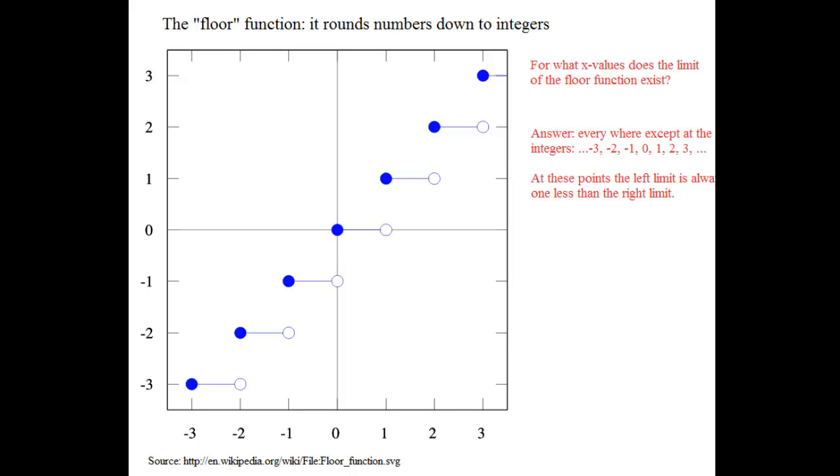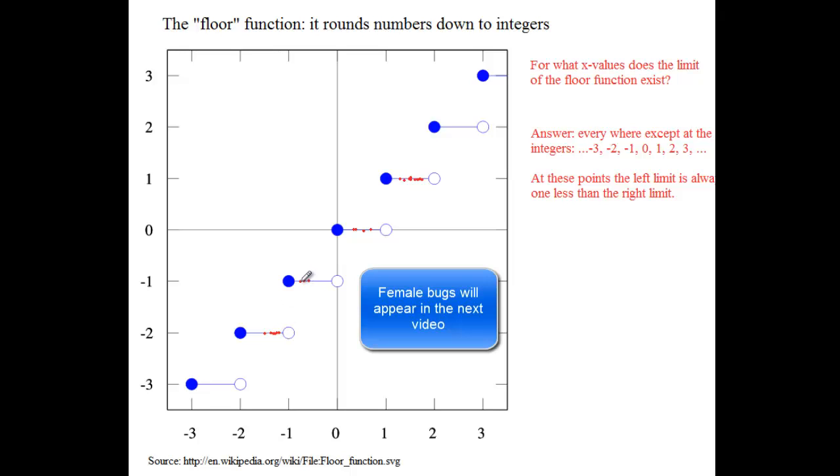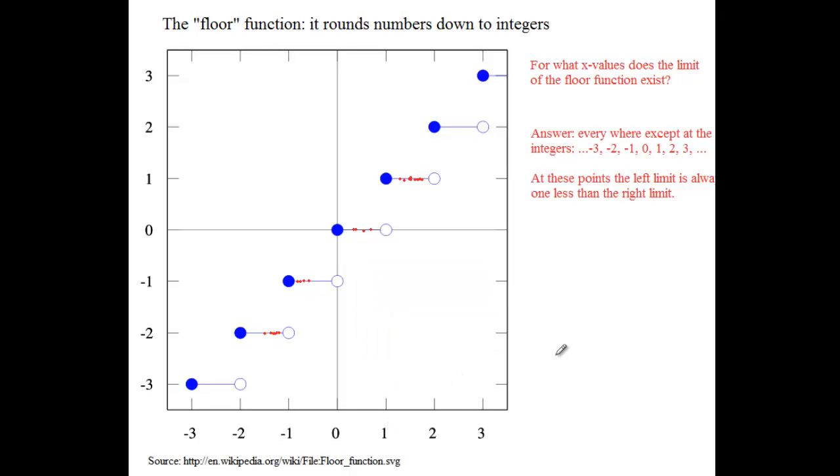The answer is that the limit will exist anywhere in the middle of these jumps, because if we approach, say, 1.5, that would be over here. If we approach 1.5 from the left or from the right, our bug's walking along here, and we stay at the same level. We approach the same y value. However, if we picked an integer like, let's say, negative 1, as the bug approaches negative 1 from the left, he'll be 1 unit lower than if he approaches x equals negative 1 from the right. So the limit exists everywhere except at the integers.